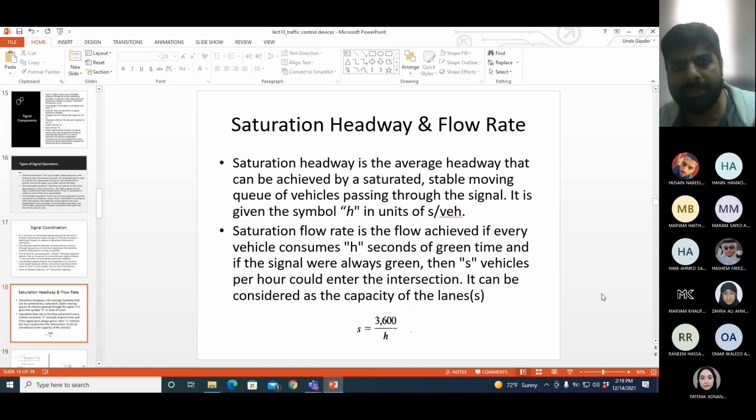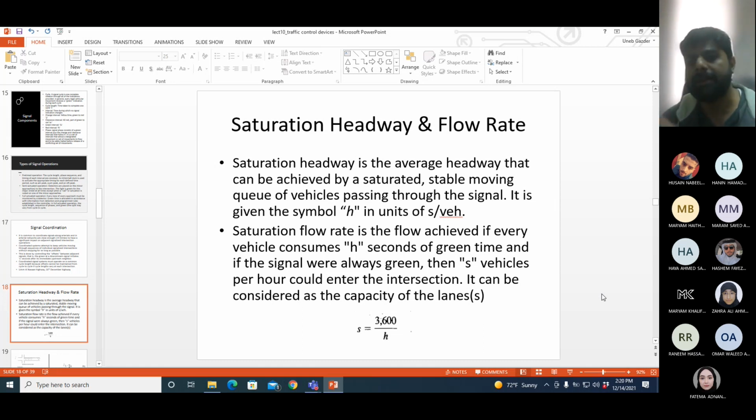Okay, so saturated again refers to minimum. When you have something saturated, that means the spacing or the interval between them is minimum. So saturated refers to the minimum value of headway, and stable means there is continuous moving of vehicles. So it is the minimum headway which you can achieve for vehicles which are passing through the intersection continuously. That is saturation headway.